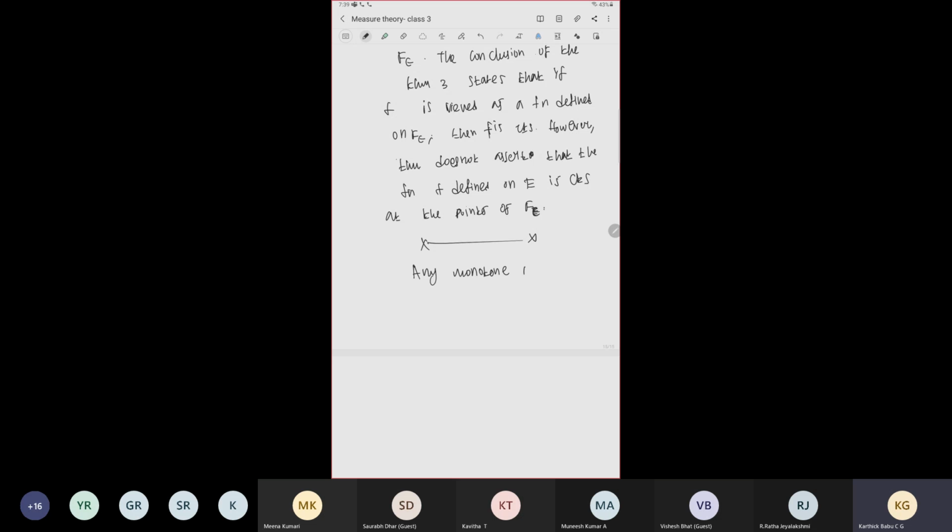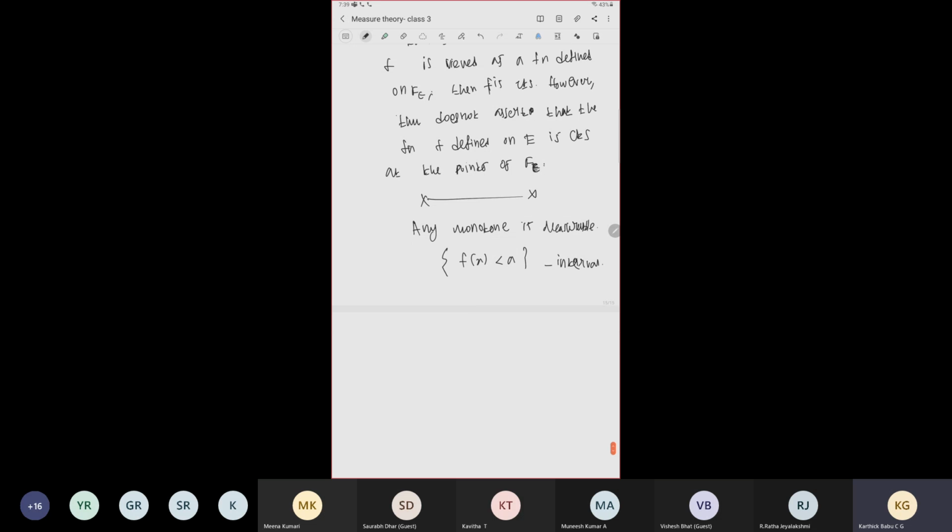A monotonic function is measurable. The proof follows whatever he said. Otherwise, you can consider the set of all x such that f of x is less than a. This is actually an interval, which you can see, and an interval is measurable, as we already saw. So this follows from that as well.